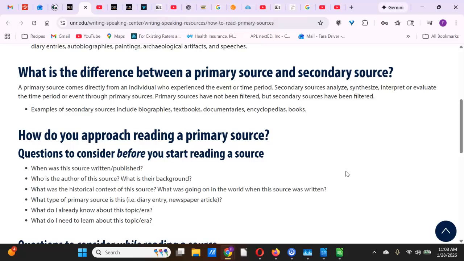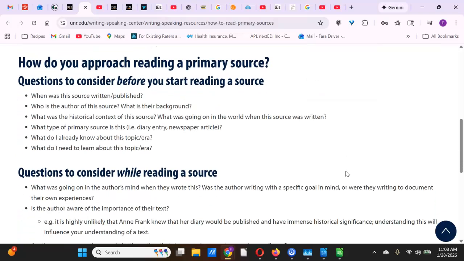Secondary sources analyze, synthesize, interpret, or evaluate the time period or event through primary sources. Secondary sources are effectively filtered, as in they're using multiple different sources to try to get some sort of idea or prove some kind of theory about that particular time period or event.